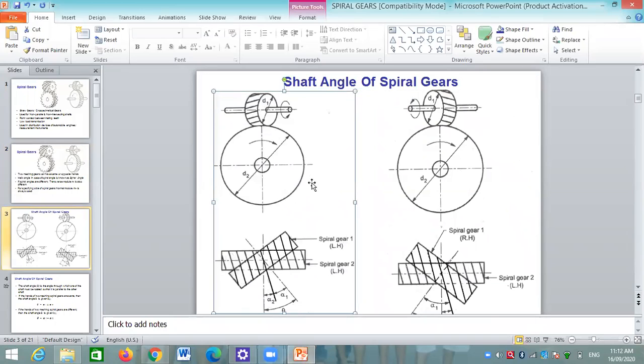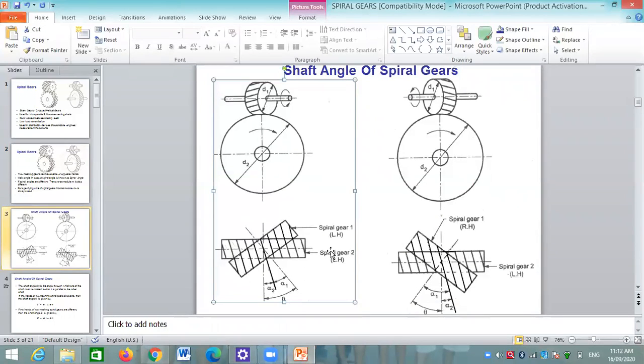If we see this image, D1 is the diameter of gear 1 and D2 is the diameter of gear 2. Here, spiral gear 1 is left-handed.